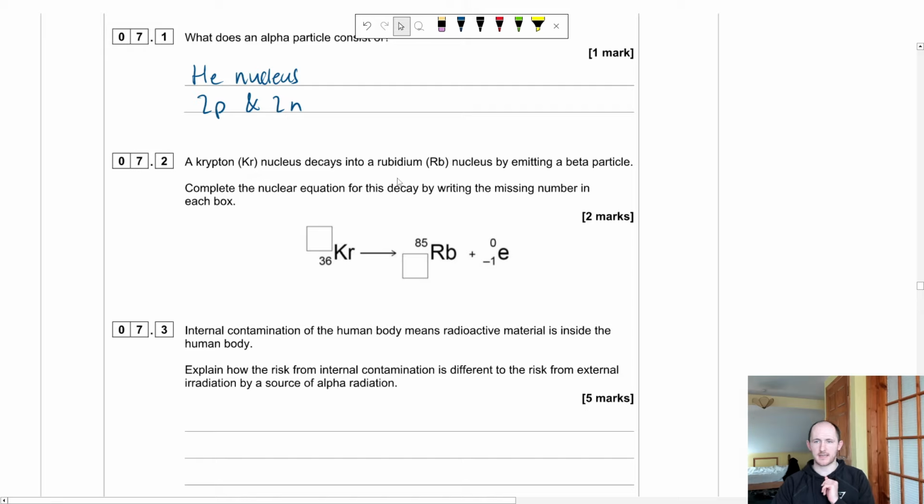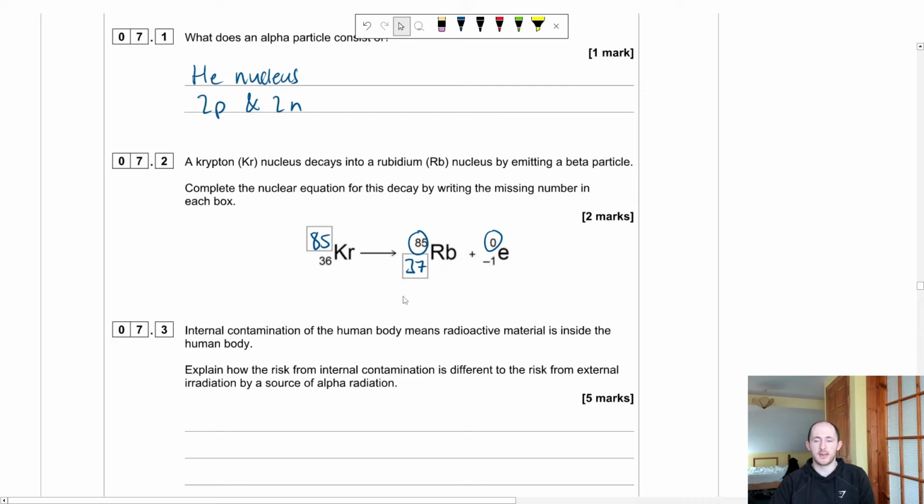Next, a krypton nucleus decays into rubidium by emitting a beta particle. Complete the nuclear equation for this decay by writing the missing number in each box. All you really need to know, and this is something that's quite important, is that the numbers on both sides need to match. So what do I mean? Well, 85 plus 0 has to equal whatever it is on the other side, which is 85. So the mass numbers are conserved. So if it's 85 here, all of the mass numbers on the right side have to add up to 85. And the same thing is true on this. So here we have 36, and this is something plus minus 1. So something minus 1 equals 36. That must be 37.